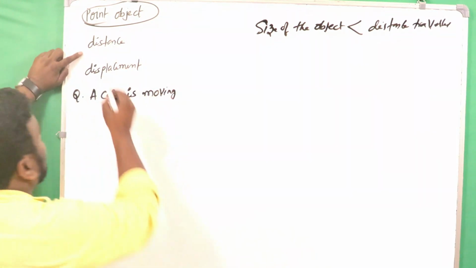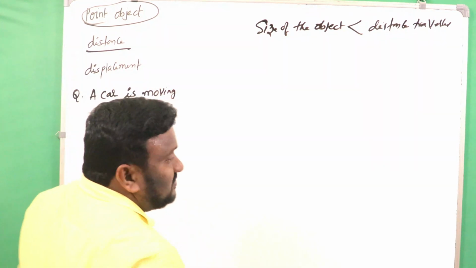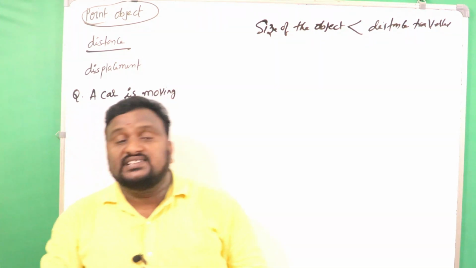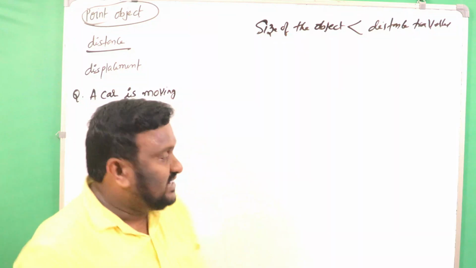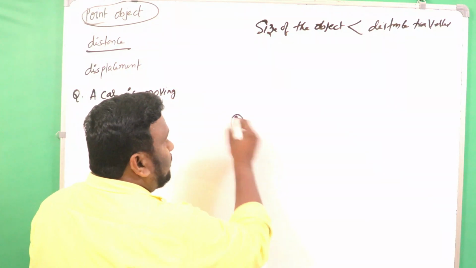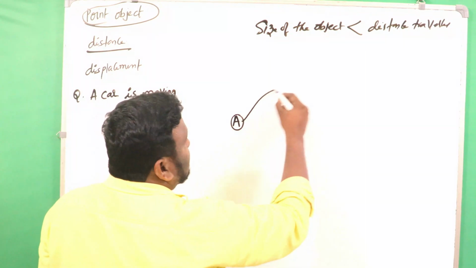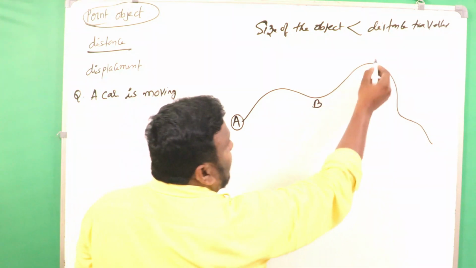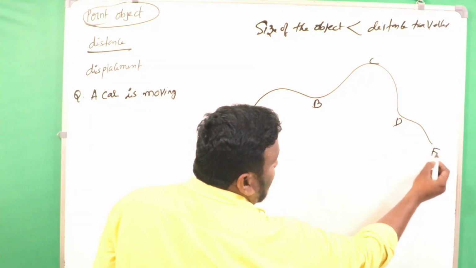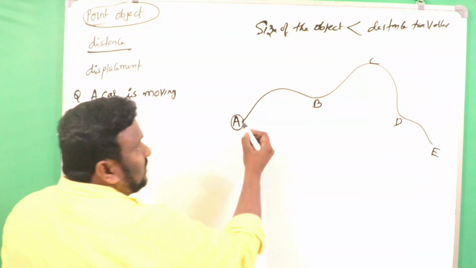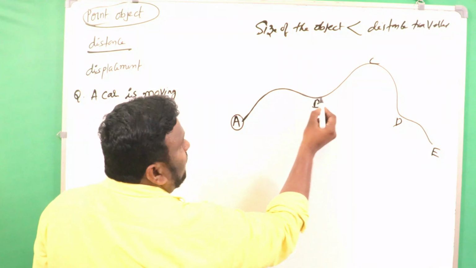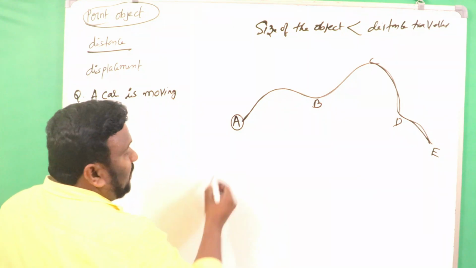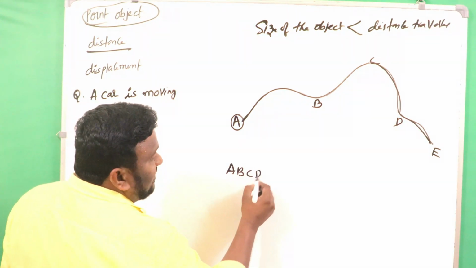And next, coming to distance. What is meant by distance? The path followed by the body in its motion is called distance. So for example, this is the starting point A. Clear? The body moves like this. Its positions are B, C, D, and E. So the path travels like this: A to B, B to C, C to D, and D to E. That is the path followed.